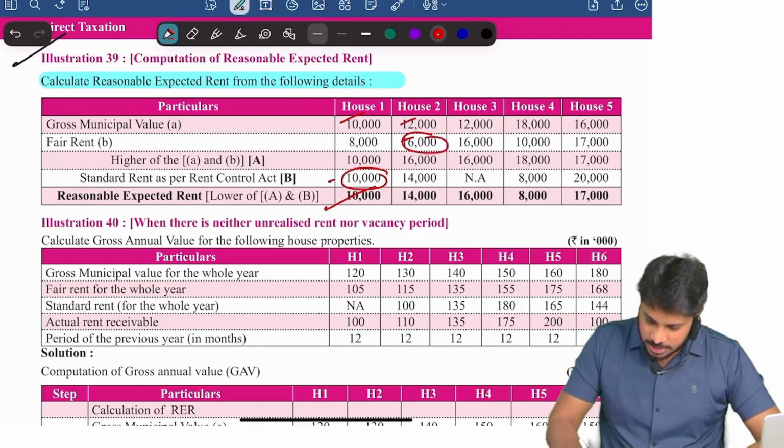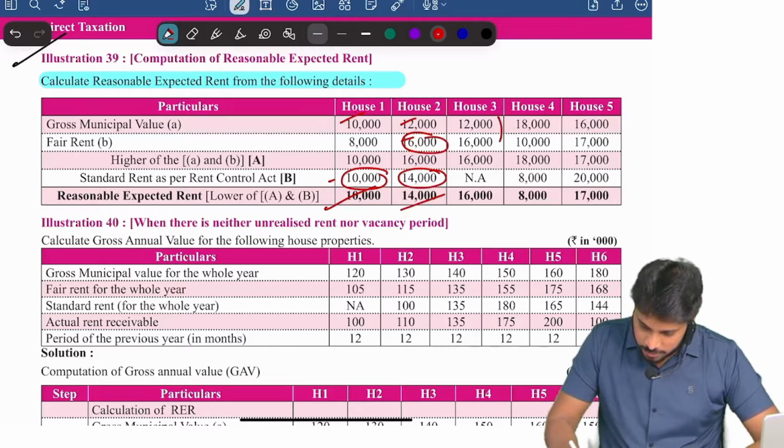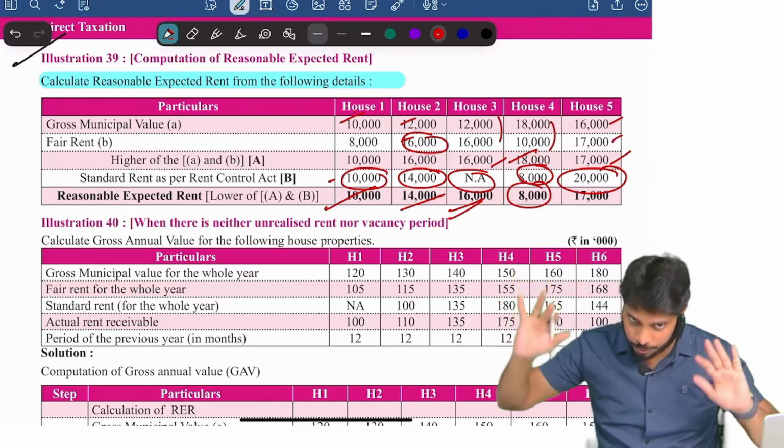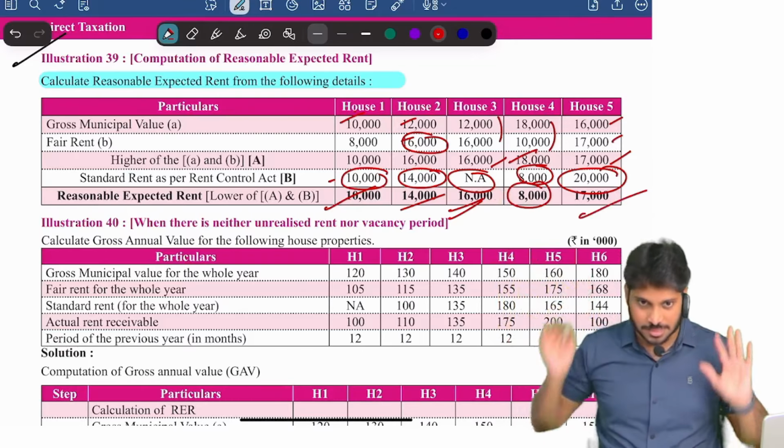12 or 16, 16. Standard rent is 14, therefore maximum 14. 12 or 16, 16. No standard given, so therefore 16 is expected. 18, standard is 8, therefore 8. 16 or 17, 17, but standard rent is 20. Since more is there, no problem. 17 I can expect. Yes or no?